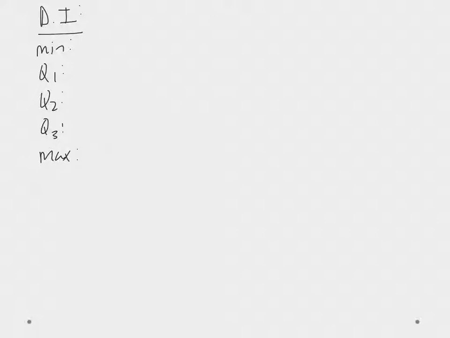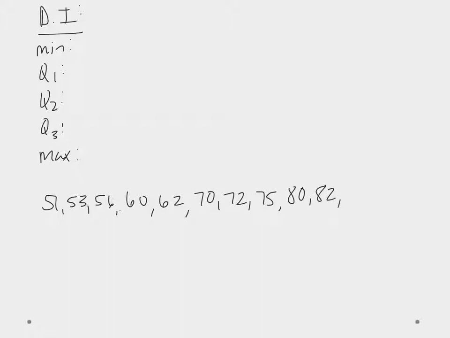All right, so with Dauphin Island, if we put those in order, the lowest is 51, 53, then 56. We're out of the 50s. Then it's 60 and 62. And then for the 70s, we have 70, 72, 75. And for the 80s, we have 80, 82, 84, and 84.